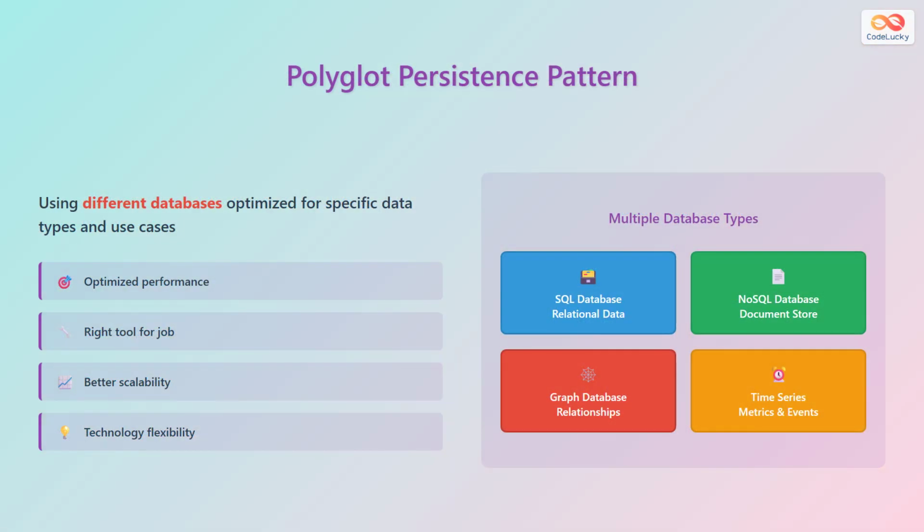The polyglot persistence pattern involves using different databases optimized for specific data types and use cases. This architecture gives optimized performance. It gives the right tool for the job. It gives better scalability. It gives technology flexibility. Different types of databases are used. SQL database for relational data. NoSQL database for document store. Graph database for relationships. Time series database for metrics and events.